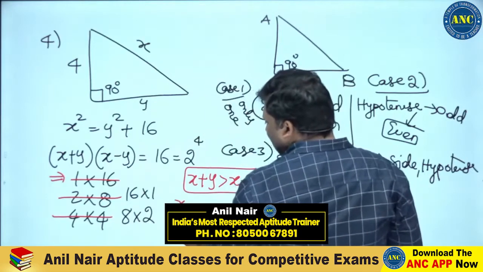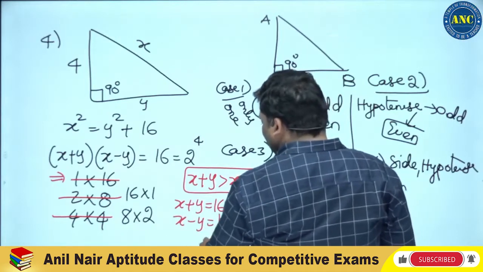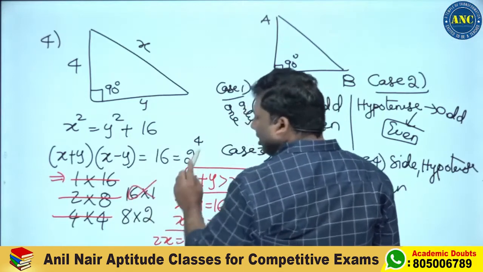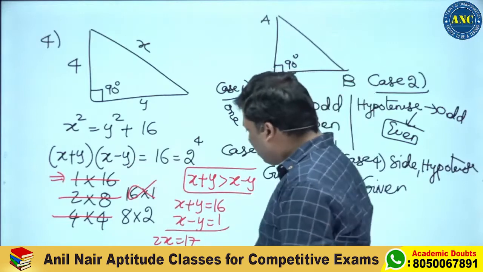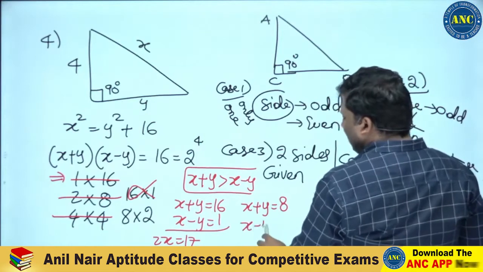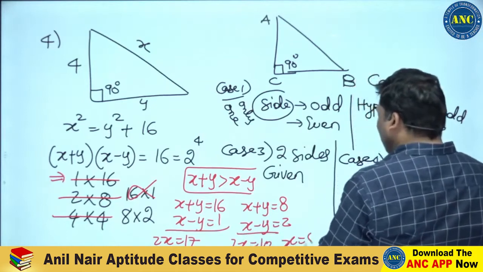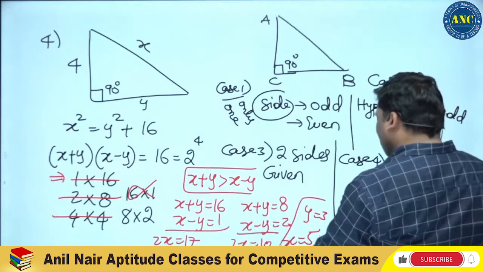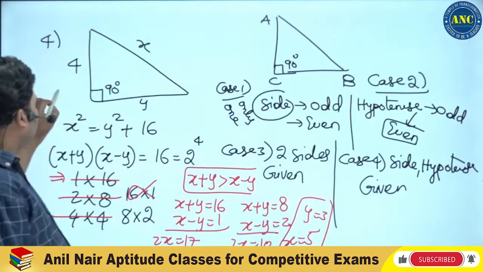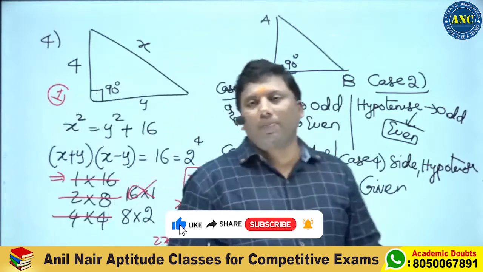First case, if I take x plus y is equivalent to 16 and x minus y is equivalent to 1, then 2x is equivalent to 17. Left hand side is an even number, right hand side is an odd number. This case is not possible. So next case, x plus y is 8 and x minus y is 2. 2x is equivalent to 10, so x will be 5 and y will be 3. How many cases did we get? One. A very small number I took and I did all the possible enumeration.